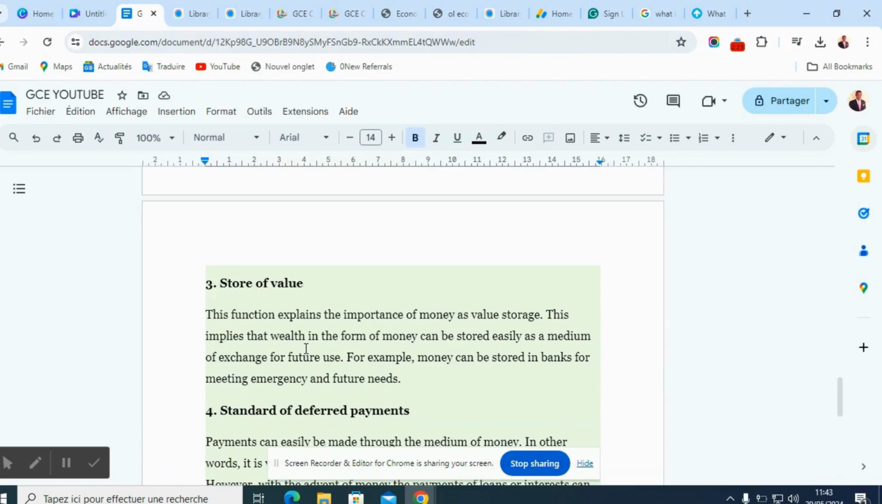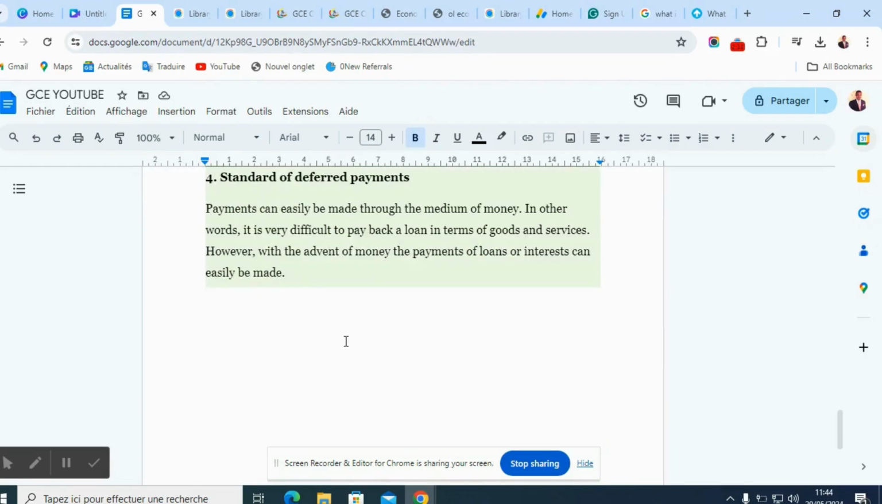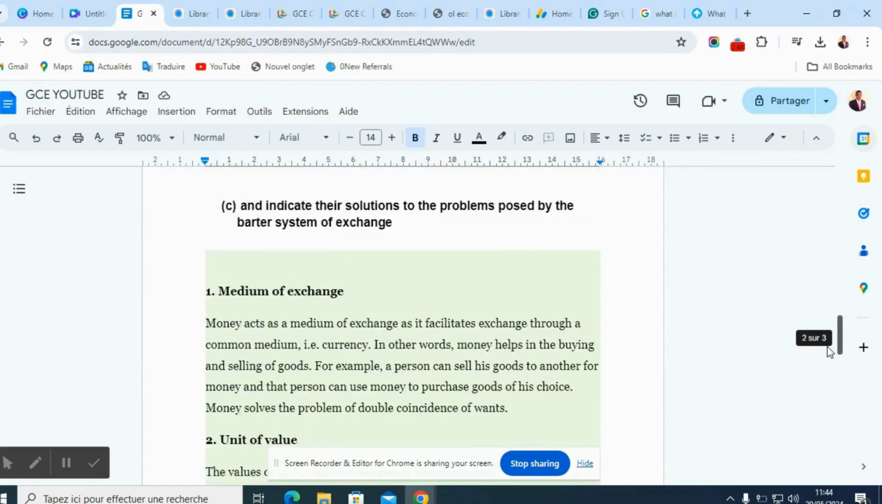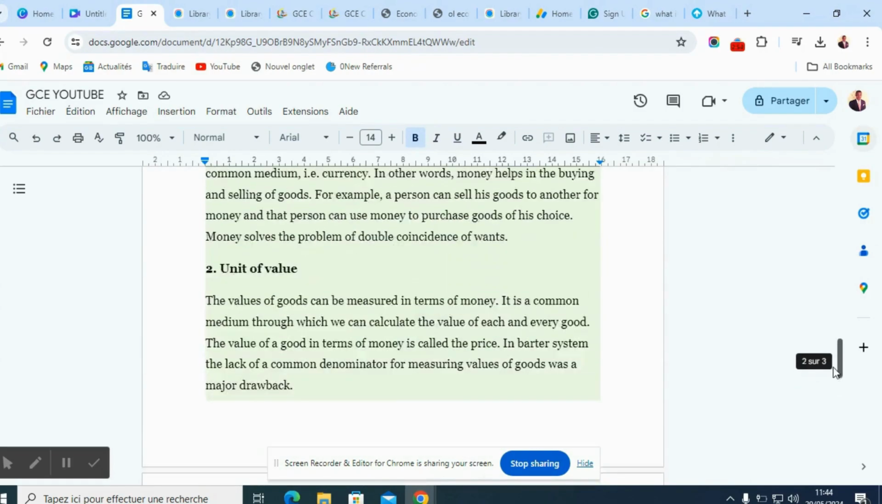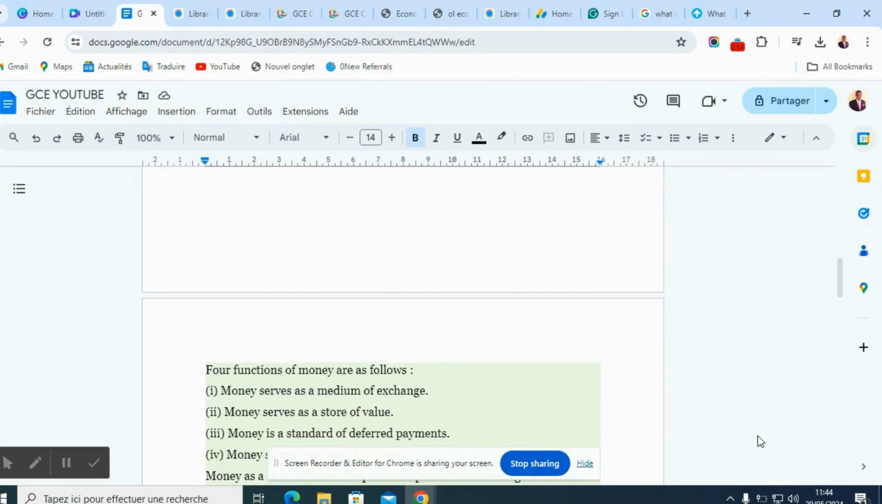The third is store of value. This explains the importance of money as a value storage. Wealth in the form of money can be stored easily as a medium for future use, while the barter system could not do this. Standard of deferred payments: money can easily be used as the medium of payment over time. In other words, it's very difficult to pay back loans in terms of goods and services. So these are all the functions of money and the solutions it has brought as compared to the barter system. You can go through this. It's a great one. So let's go to the next question.